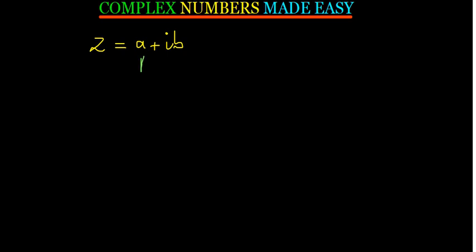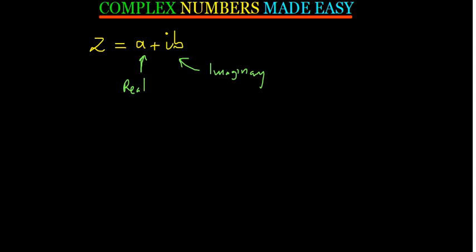We have got this part which doesn't have i. This is called the real part. We have got the part which has got the i, which is called the imaginary part. This a itself and the b itself, these are real numbers. Now the i is what makes this a complex number.